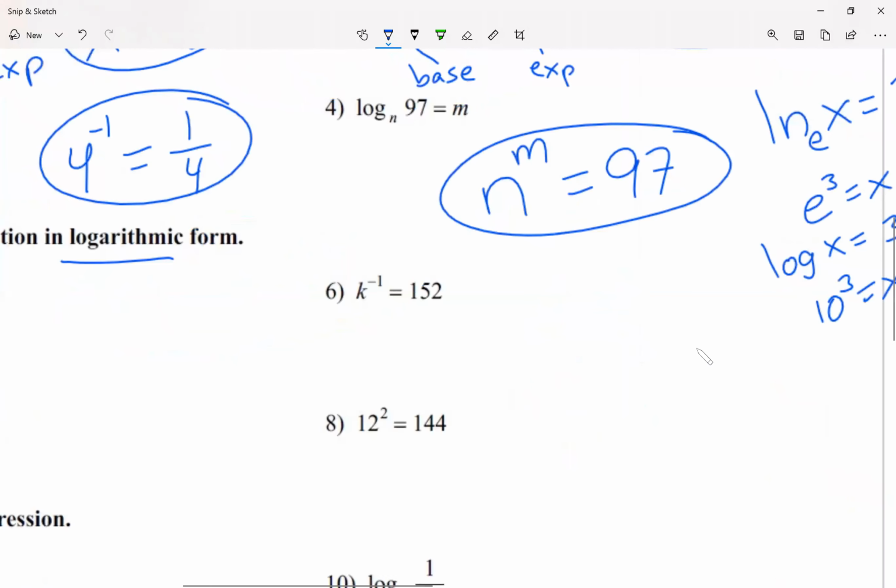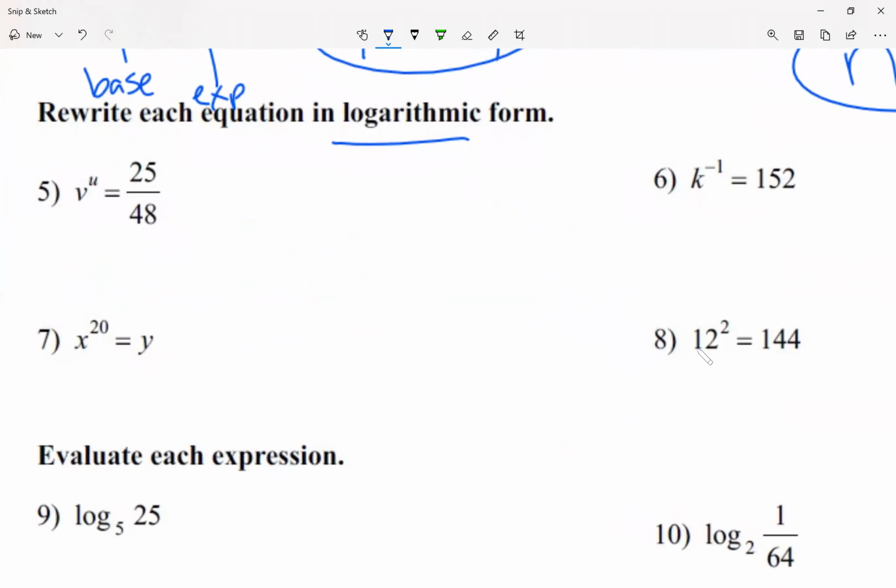Now let's take a look at question number 5 through 8. These are given to us in exponential form, right? It looks like an exponent. I see v to the u, so it looks like an exponent, but I need to rewrite this in logarithm form, kind of like how questions 1 through 4 were. So I'm just going to write log base v of 25 over 48 equals u.